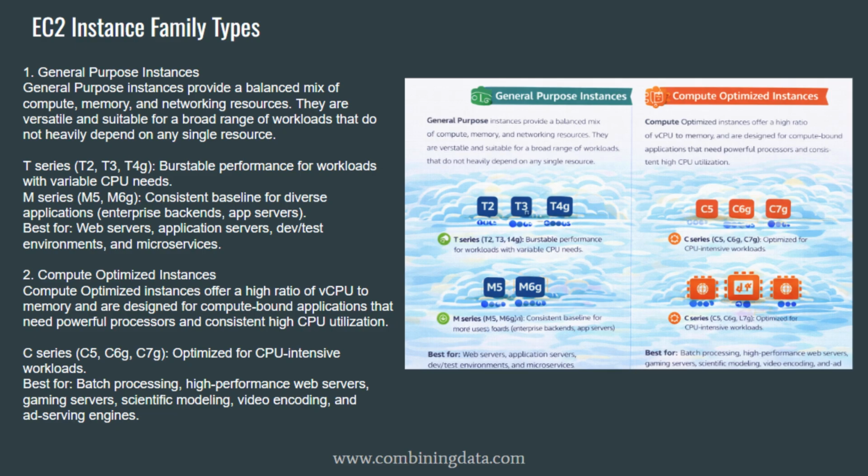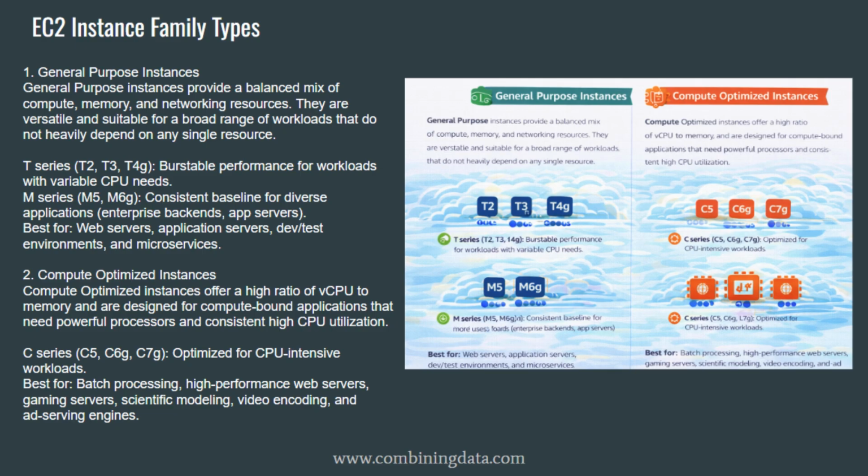When to choose general purpose. Use these when you describe your app like this: it's a normal web app. It's an API server. It's a microservice. It's a dev/test environment. It's a business application backend. Common families you'll hear about: T-Series, T2, T3, T4G equals burstable performance. Best when CPU usage is spiky, quiet most of the time, then bursts. Example: a small website that gets traffic peaks during certain hours.